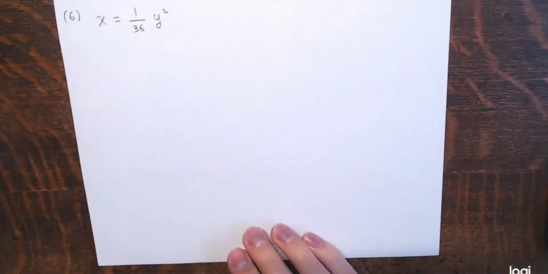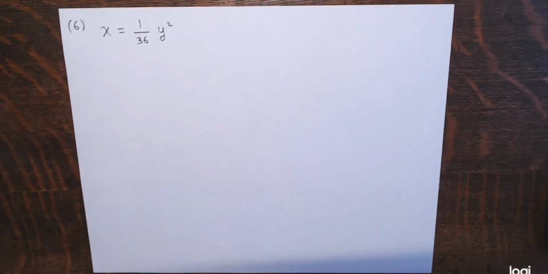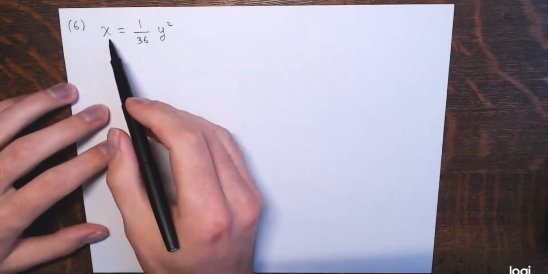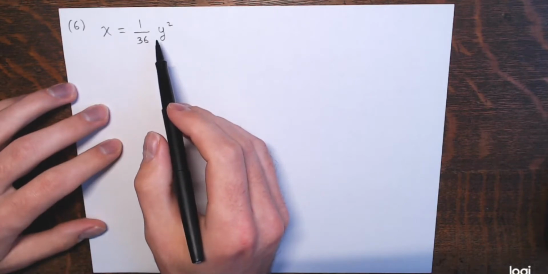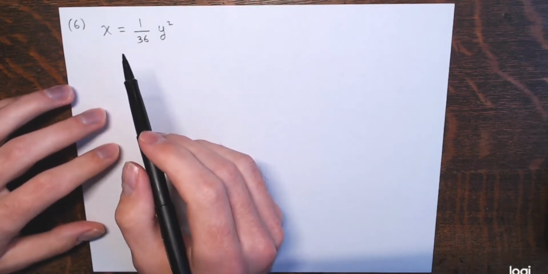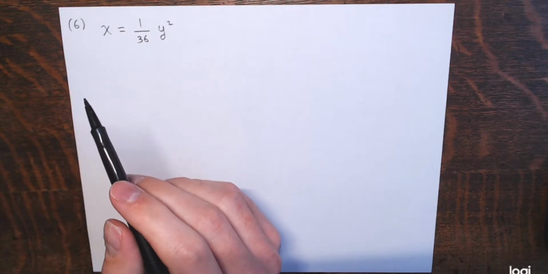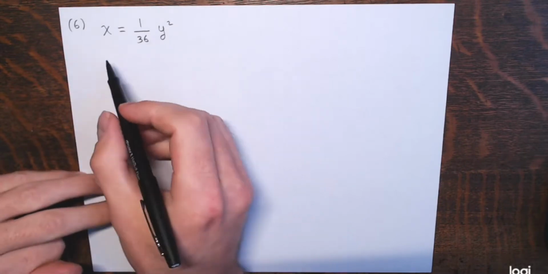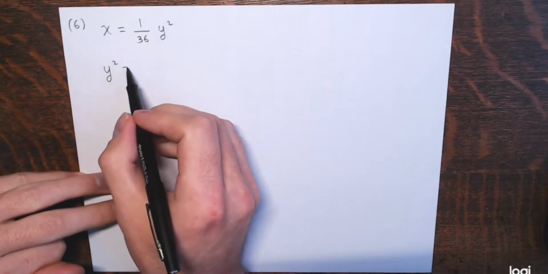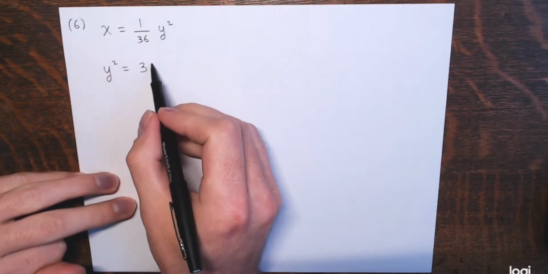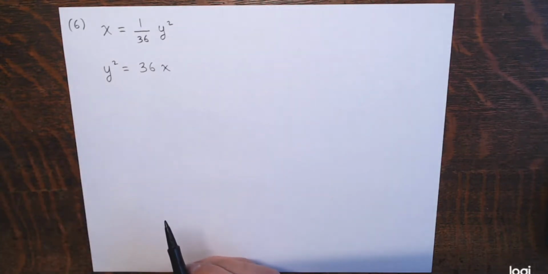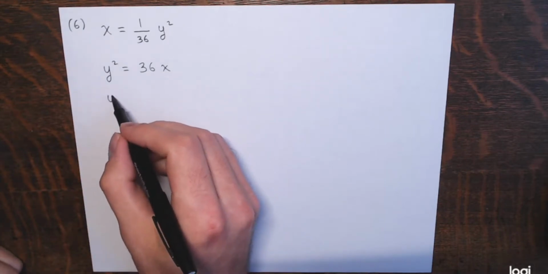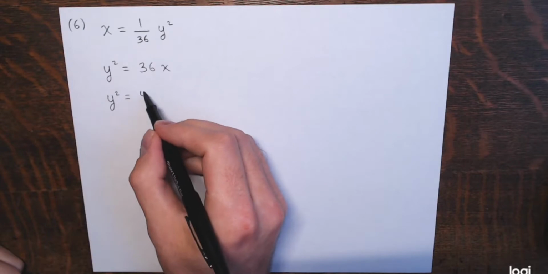So yes, this is very similar, but this time the y is squared and the x is not. So this time, the parabola will have an axis of symmetry that's horizontal and a directrix that's vertical. To get it in standard form, I would just have to multiply by 36. So here we are in standard form: y squared equals 36 times x. That's in this form here: y squared equals 4px.